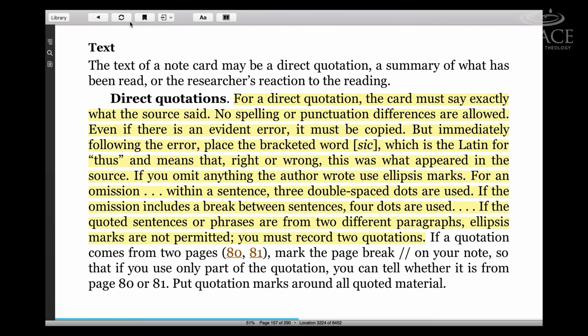Again, when you're directly quoting somebody, the note card must say exactly what the source said. You can't have any differences, spelling, punctuation, even if there is an obvious grammatical error, you write the quote like that. Now you can note, and it says here how to do that with the sic Latin phrase, which means thus, in brackets. That means that you have noted that there is a grammatical or spelling error. But the bottom line is, do it exactly like the quote says.